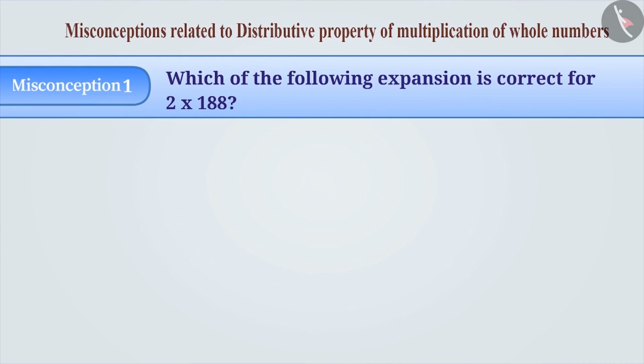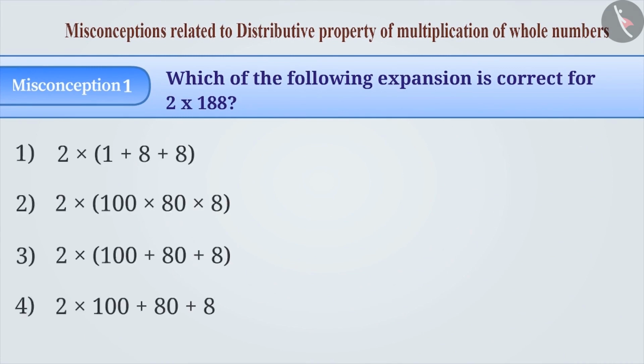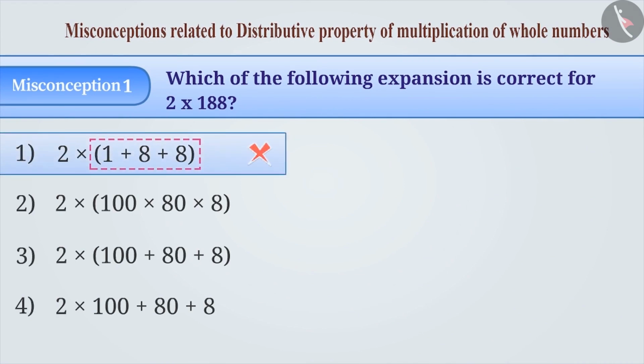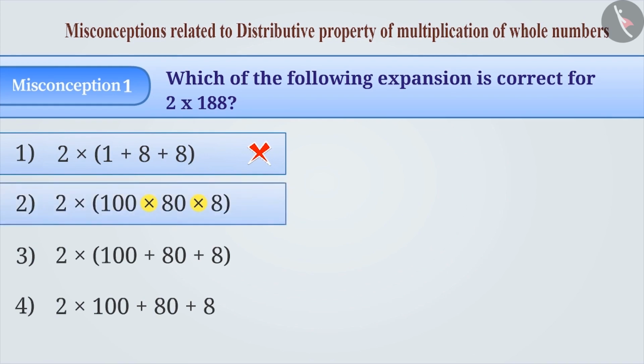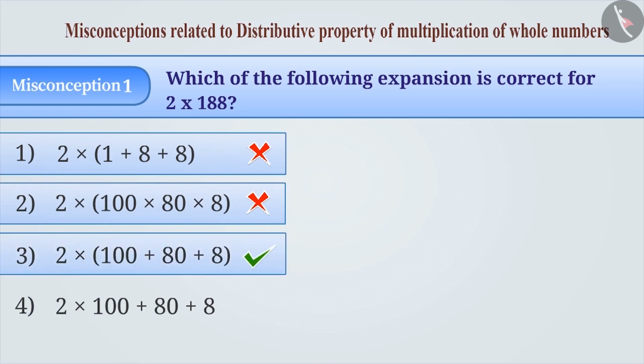Misconception 1. Which of the following expansion is correct for 2 into 188? Sometimes, distribution is understood as separating the digits, and option 1, which is an incorrect answer, is chosen. Similarly, instead of adding the digits, they are multiplied, and option 2, which is also an incorrect answer, is chosen. With the correct understanding, option 3 is chosen, which is the correct answer. Sometimes, the usage of brackets is considered unnecessary and they are ignored, and the given numbers are expressed as in option 4. This is also an incorrect answer.